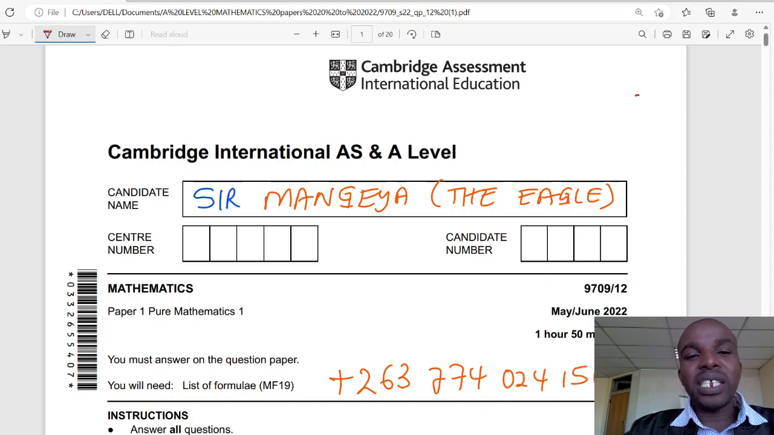Right, this part is for Cambridge International Examination for AS and A Level, Advanced Level, Mathematics, Pure Mathematics Paper 1. It's for May-June 2022, variant 1-2.